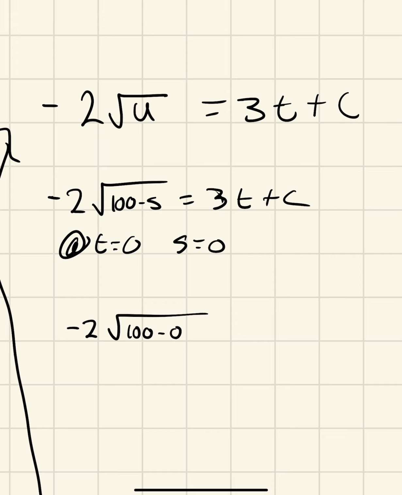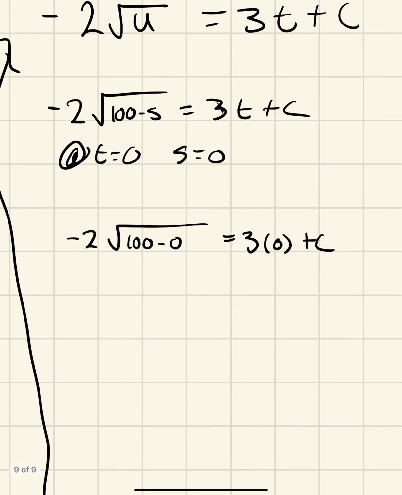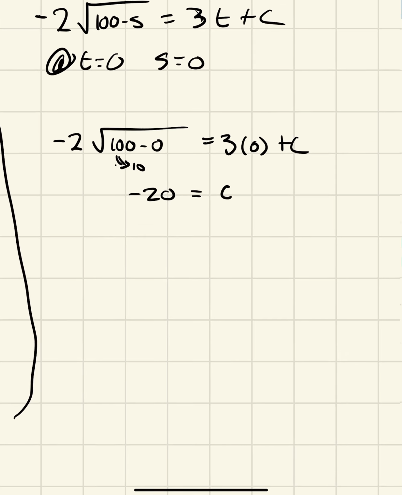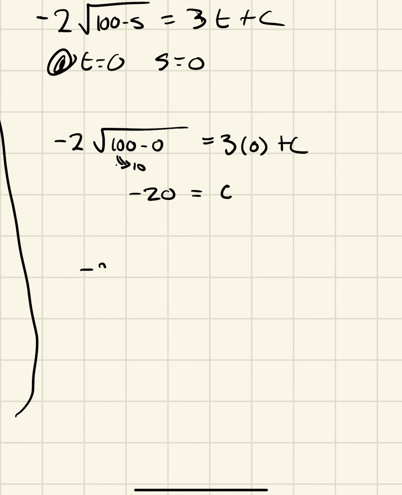Negative 2 root (100 minus 0) is equal to 3 times 0 plus c. That essentially means that c is equal to, this turns into 10, so that's negative 2 times 10, so that's negative 20. That's our c now. So let's get that full equation going: negative 2 root (100 minus s) equals 3t minus 20.